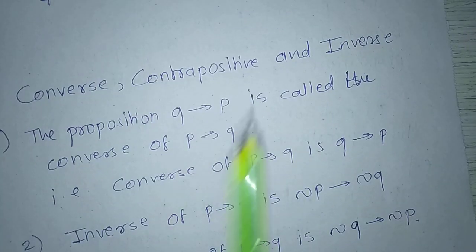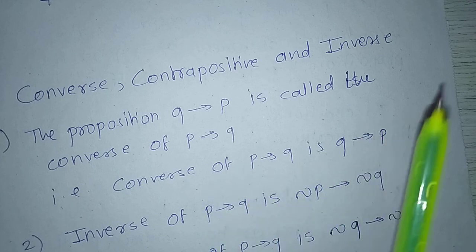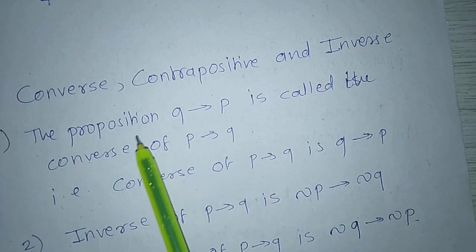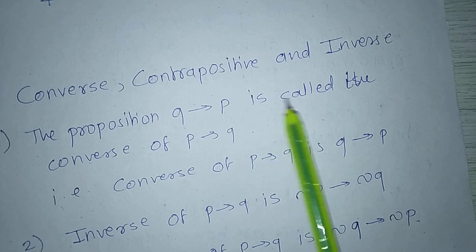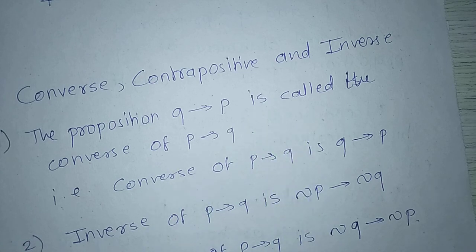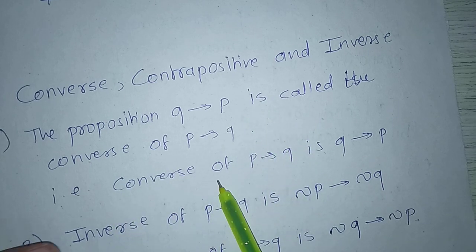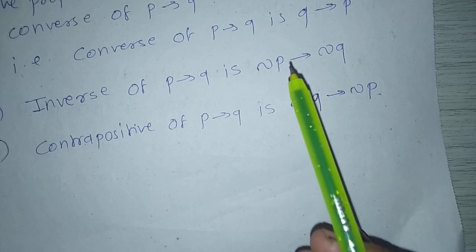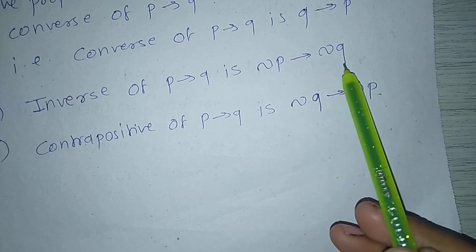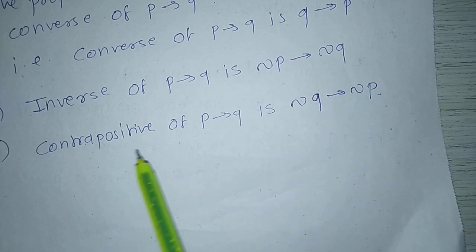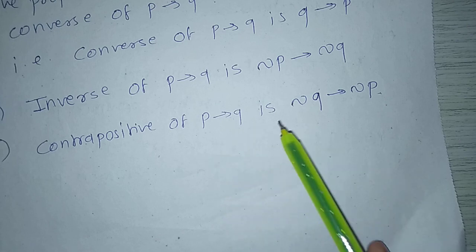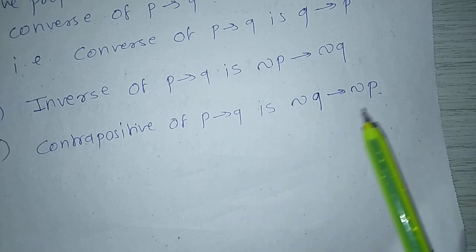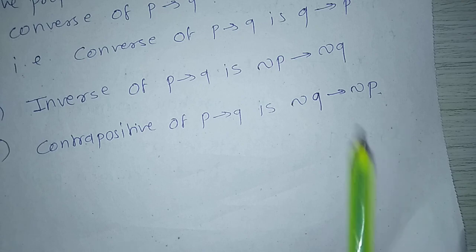Next, converse, contrapositive and inverse. First, the proposition Q implies P is called the converse of P implies Q. That is, the converse of P implies Q is Q implies P. The inverse of P implies Q is negation of P implies negation of Q. The contrapositive of P implies Q is negation of Q implies negation of P.